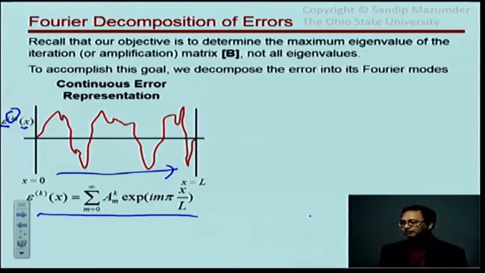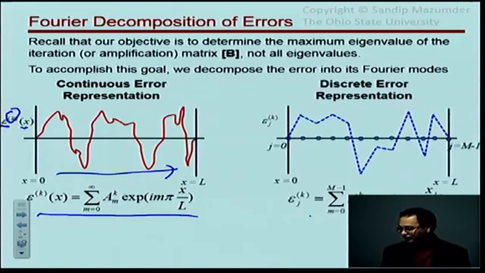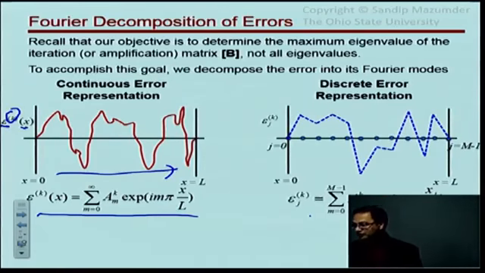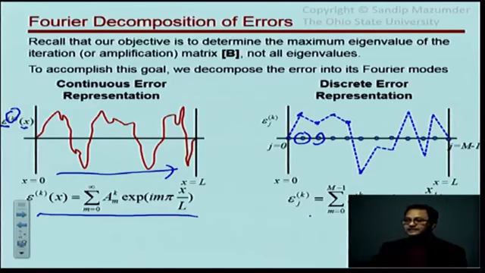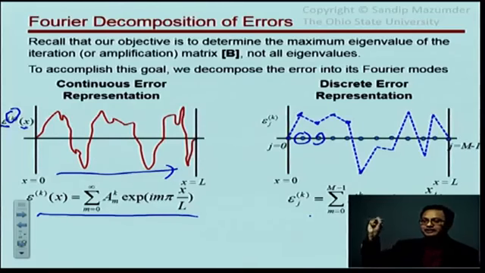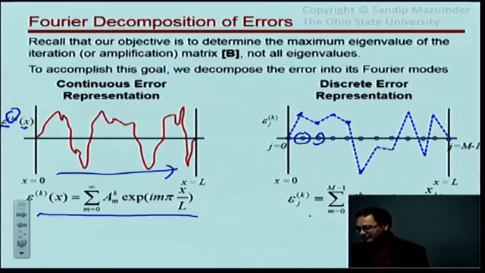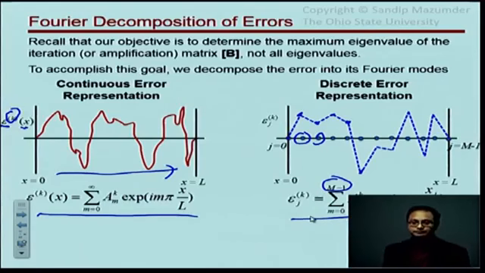Now when you get to the discrete representation, of course you have a set of nodes, and at each node you have a value of the error. So that's what I've drawn here. That zigzag curve is essentially piecewise lines joining the errors that you have at each point. In this case you have the same Fourier series. The only difference is you have a finite number of terms. And why is that?